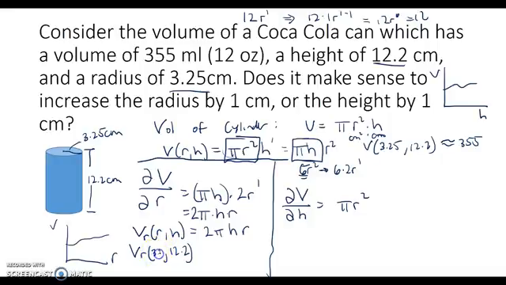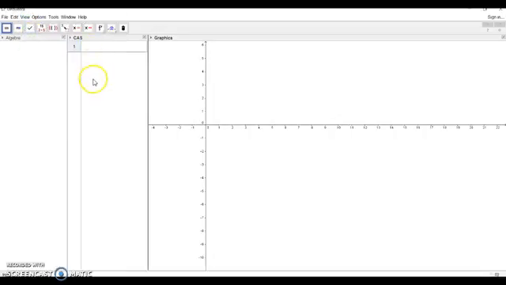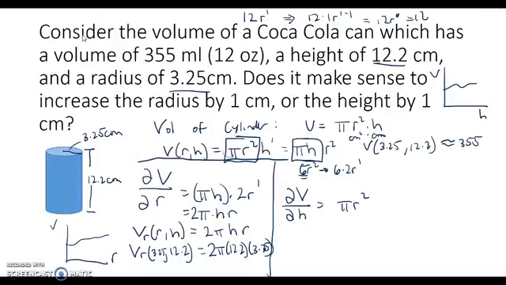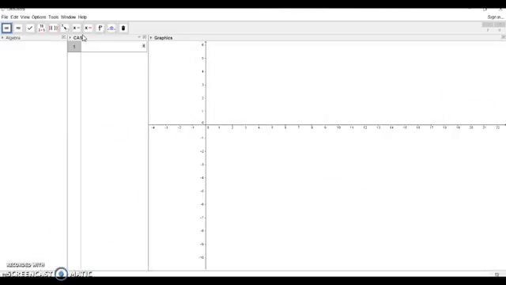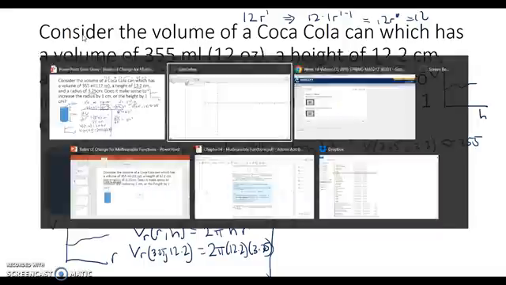and my current radius is 3.25, so this function will tell me what the volume should change by if I increase the radius by 1. Okay, well now I'll plug in my numbers: 2 times pi times the height, which is 12.2, times the current radius, which is 3.25, and I'll do the math on this. I'm just going to use GeoGebra's CAS view, and in here I could type in the function that I have, which is 2 times pi times 12.2 times 3.25.